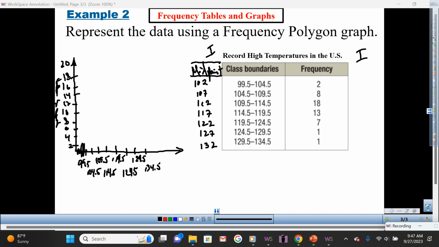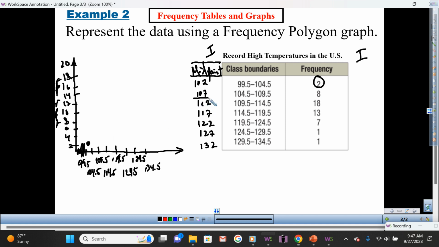So, for this one, guys, we start this time only using the midpoint. Using the what? Midpoint. So let's do that. What's our first midpoint? 102 for the first class. What is the frequency? 2. So 2, 102, just plot your midpoint right there. That's all you need. Let's go to the next one.